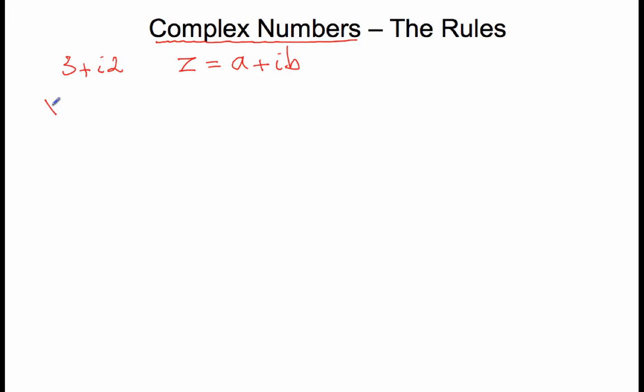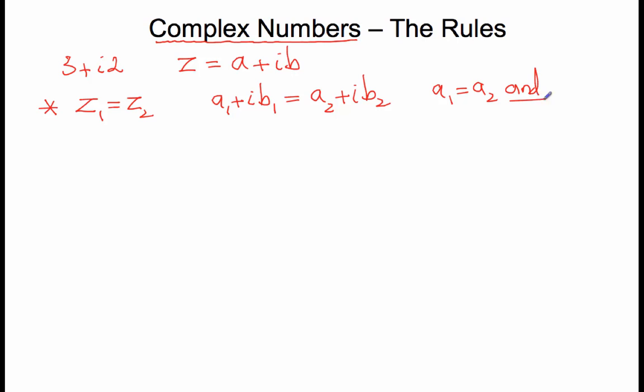But first, let's say that two complex numbers z1 and z2 are equal. What does that mean? It means that z1 is a1 plus i b1, and z2, which we'll call a2 plus i b2, these two will be the same only if a1 is equal to a2 and b1 is equal to b2.